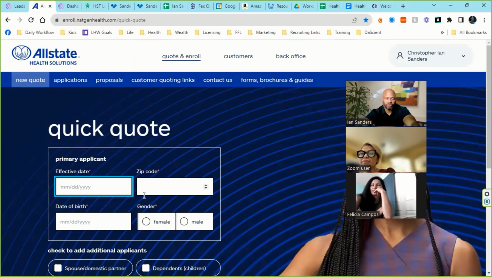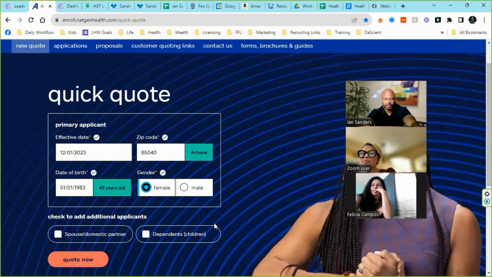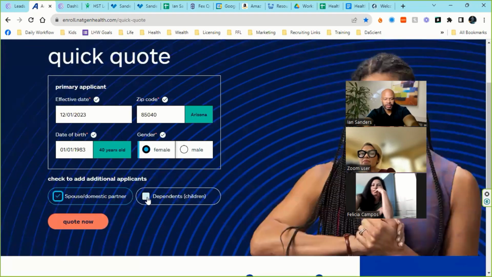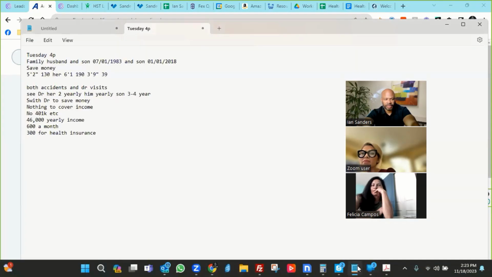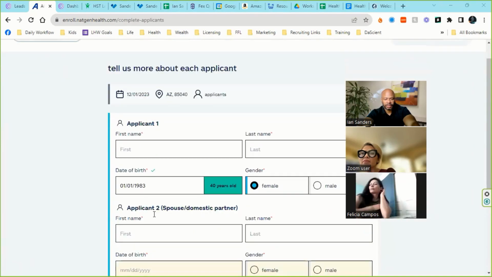All right. And so for all intents and purposes, we're just going to put 12/1 as a start date. We'll put that as that. And we're going to put her as 1/1/83. And then we're going to have a spouse and a dependent. And then I'll just take a quick look at the dates of birth, 7/1/83 and 1/1/18.